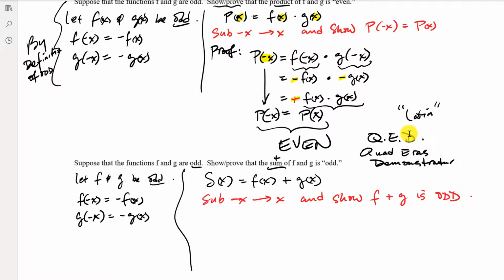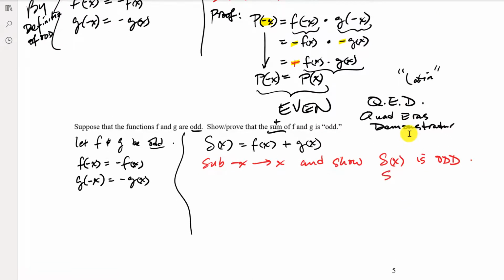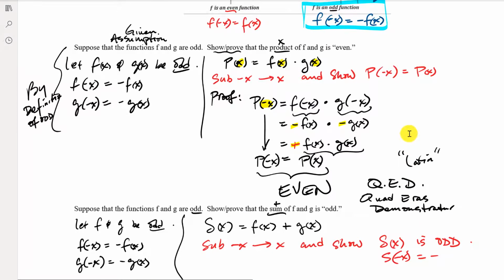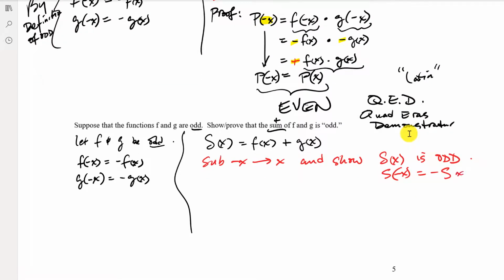So let's do that. And to do that, I have to show that f plus g is, actually, instead of f plus g, I use s. So s of x is odd. And that means I have to show that s of negative x is equal to negative s of x. I'm sorry, I just had to think for a second there. So odd means that if you substitute negative x, you get the opposite of the original function.